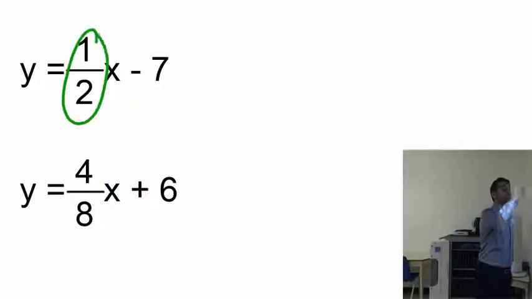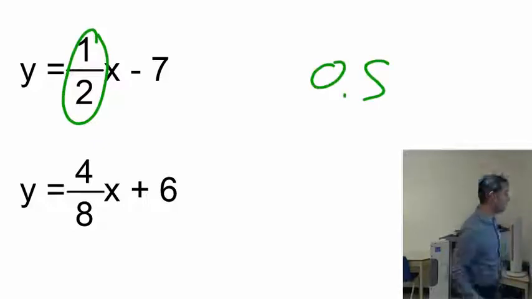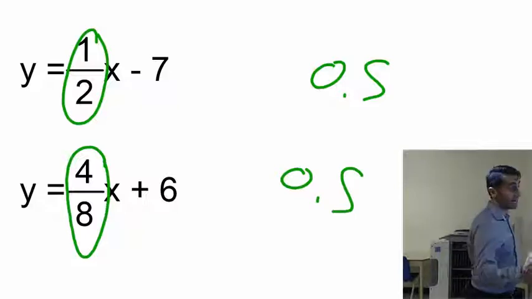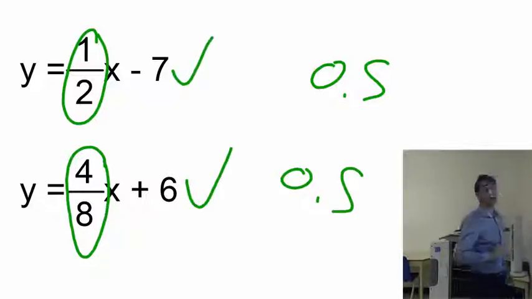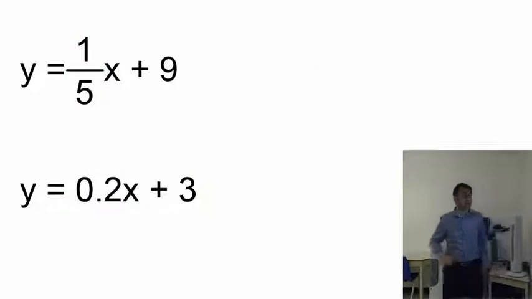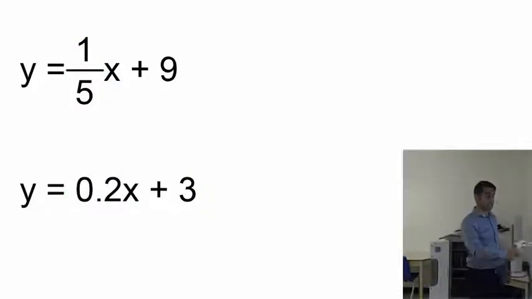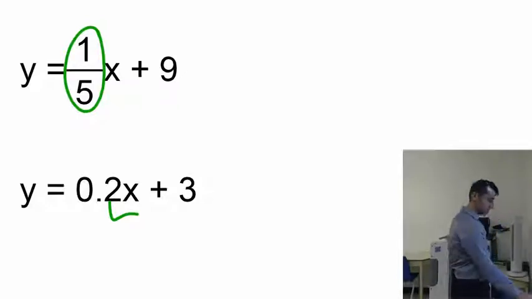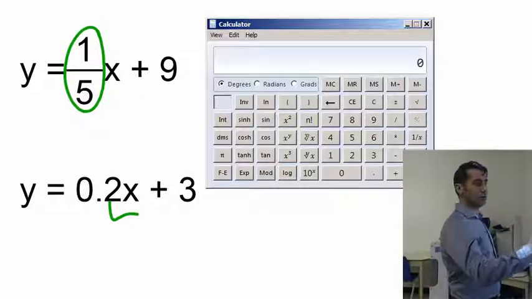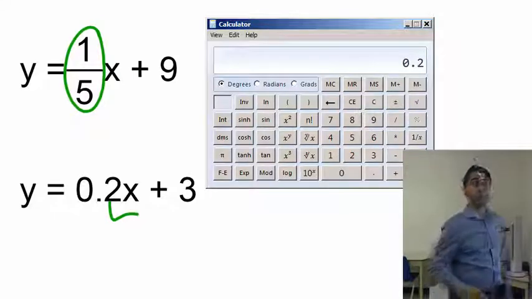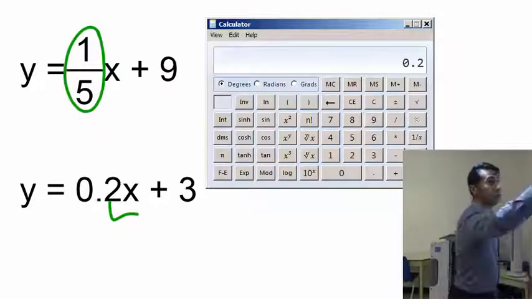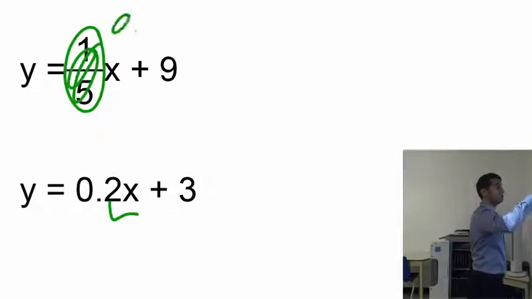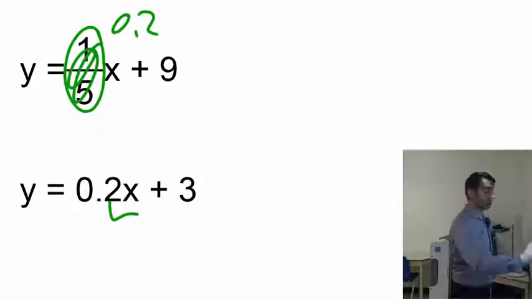Over here, 1 over 2 will give you 0.5. Over here, 4 over 8 will give you 0.5. They are the same. These two are parallel lines. How about over here? This is a decimal. How about that? Let's calculate that. Calculator. 1 over 5 is 0.2. So they are parallel lines. This part is 0.2. Slopes are the same.